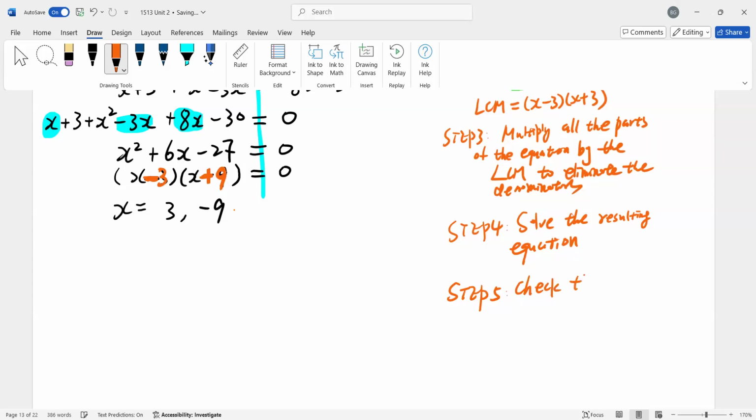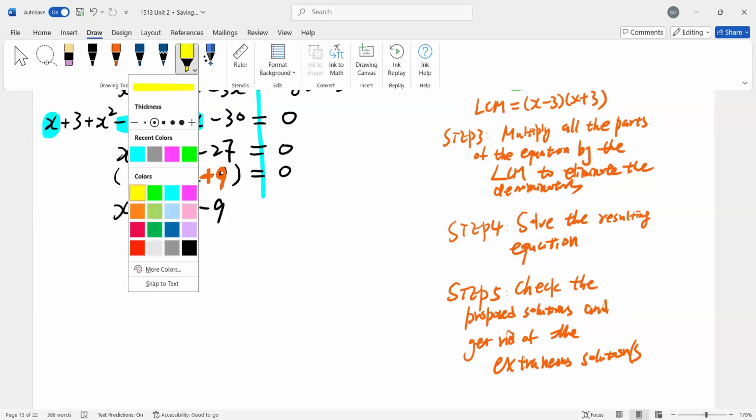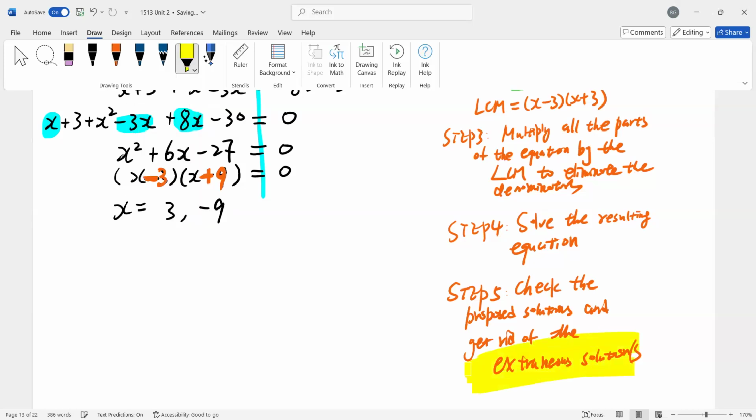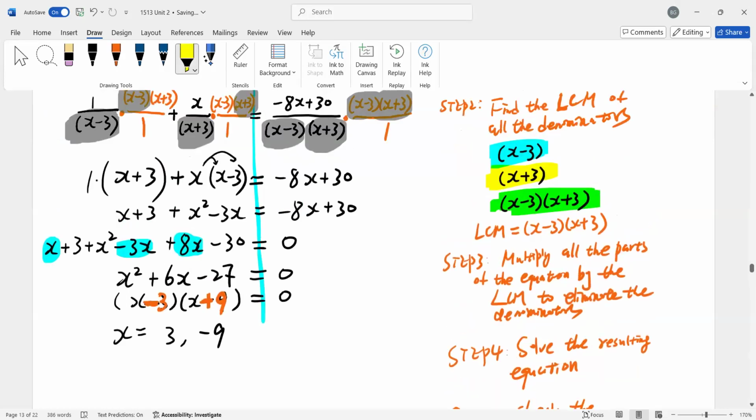Check the proposed solutions and get rid of the extraneous solutions. All right. Extraneous solutions, that's the title of this section. And this equation does have an extraneous solution.